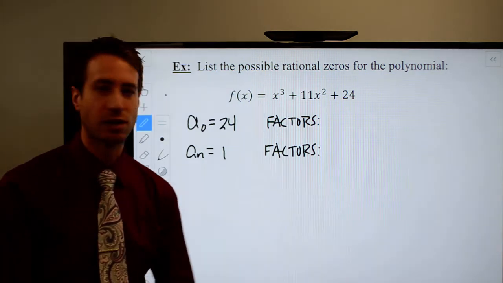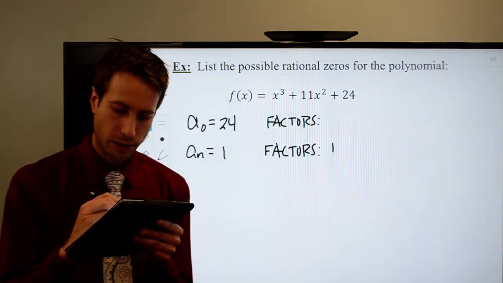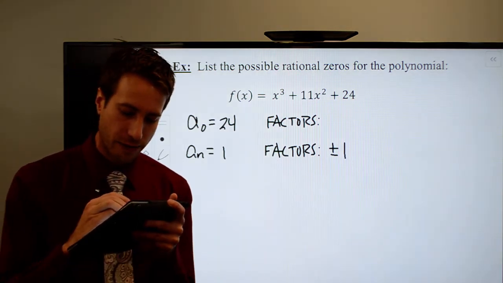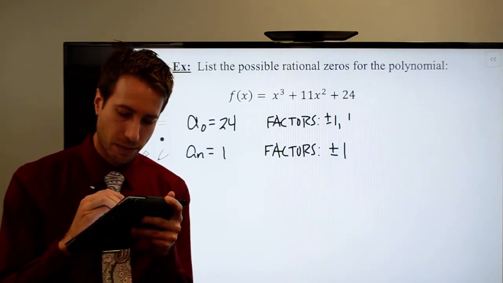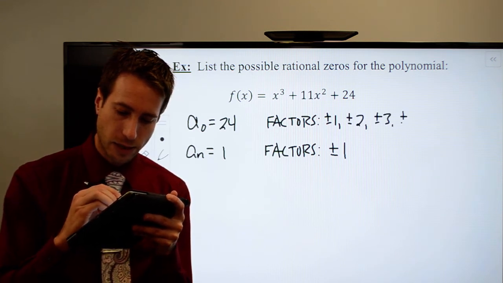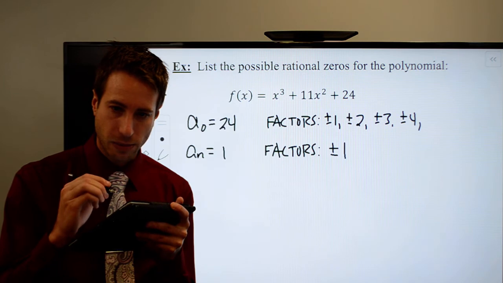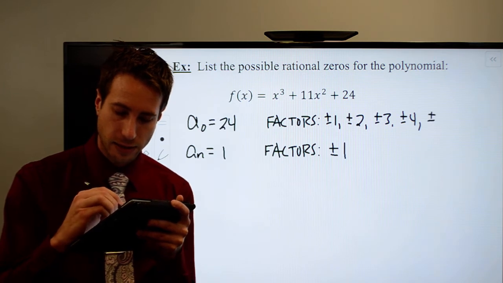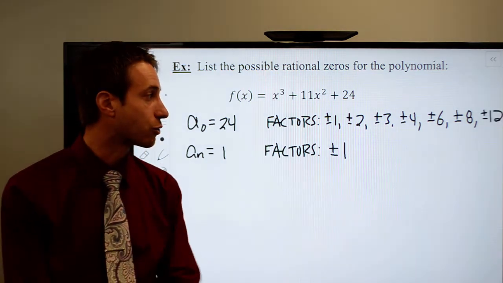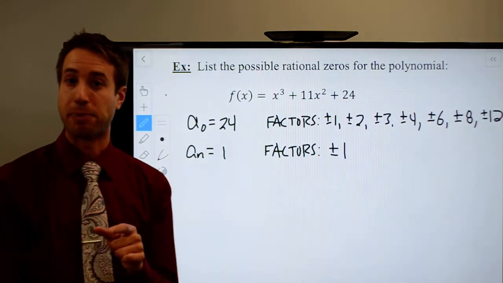So the factors of 1 is just plus or minus 1. The factors of 24. Now I recognize we've got a lot of them. It's plus or minus 1, plus or minus 2, plus or minus 3, plus or minus 4, plus or minus 6, plus or minus 8, and plus or minus 12, right? Those are my factors of 24, but here's what happens.